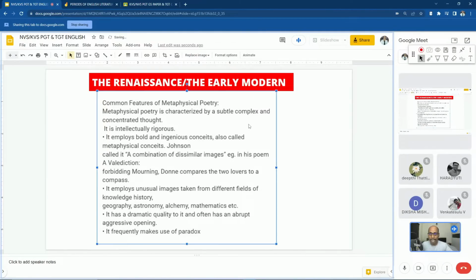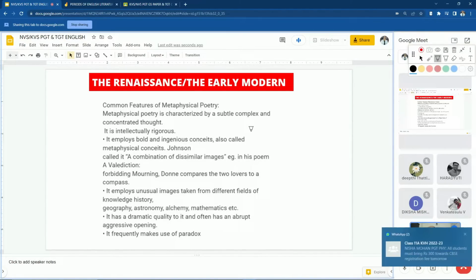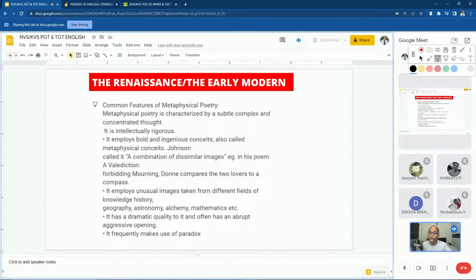Now whenever we write poetry, we write poetry to express our feelings. These people also wrote poetry to express their feelings, but they used far-fetched imagery, which is very difficult for a common man to understand. So let us understand the common features of metaphysical poetry. Metaphysical poetry is characterized by subtle, complex and concentrated thought. It is intellectually rigorous. So it is very difficult for a commoner to understand what these poets want to convey through their lines or their poetry.